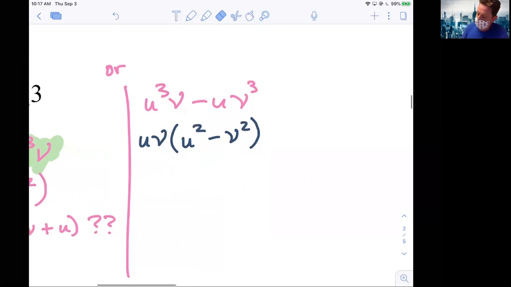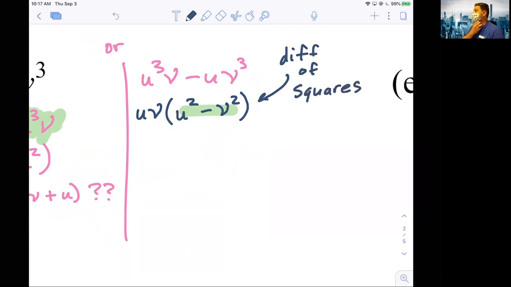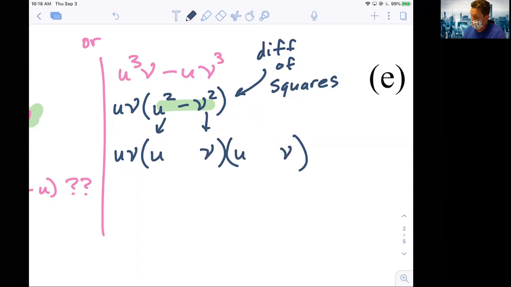We keep going until we can't go anymore. uv looks good. Those are both linear, but u squared minus v squared, I think we've seen that already. That is a difference of squares. Yes? So that's what we call a special product. Okay? Like Clorox wipes. It's a very special product, and rarities these days to get them at the grocery store. This is a special math product, meaning something that's multiplied. So if you remember, the way you factor a difference of squares is you take the square root of the first one, you take the square root of the second one, and then one of those is plus and one of those is minus. Okay?